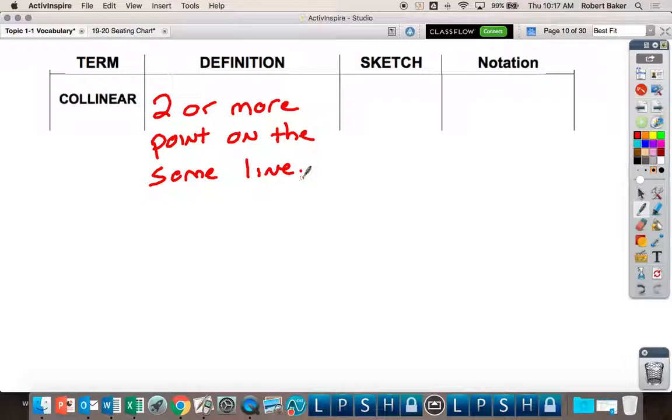So the good part about this one is the answers are yes or no. You don't have to list anything. You don't have to name anything. It's just yes or no. So let me give you a diagram to say yes or no off of.